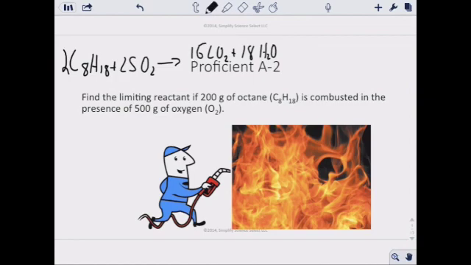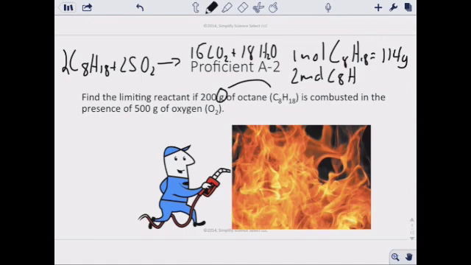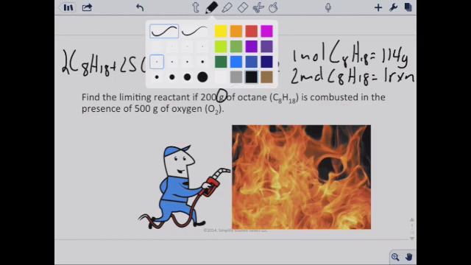So let's go ahead and start working these out. Remember, we write it down. It says grams, so what do we need? We need the molar mass of octane. So 1 mole of C8H18 equals our molar mass of right around 114 grams. And then how many moles in a reaction? 2 moles of C8H18 in one reaction.